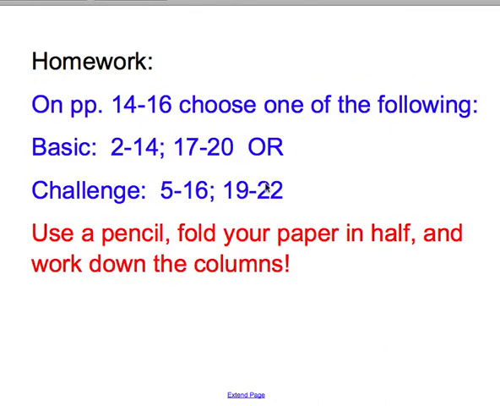And then you have some practice problems to do for homework. Remember, you get to choose. The choices are on pages 14 to 16. If you choose the basic assignment, you do 2 through 14 and 17 through 20. And if you choose a challenge assignment, you do 5 through 16 and 19 to 22. Make sure you do your homework in pencil, fold your paper in half vertically, and work down the columns.